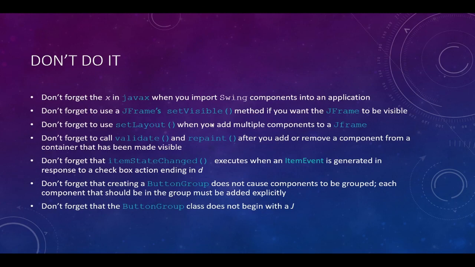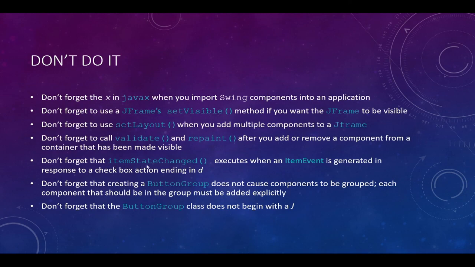Now, don't forget the x in javax.swing when you're importing. That's different than our typical java.awt. Don't forget to use setVisible on your JFrame if you actually want to see it. Don't forget the setLayout when you have multiple components. Don't forget you can call something called validate and repaint. So as you add or remove components and you want to refresh that window, you need to validate and repaint.